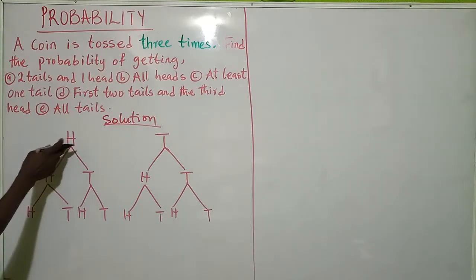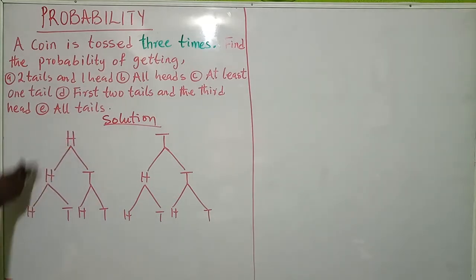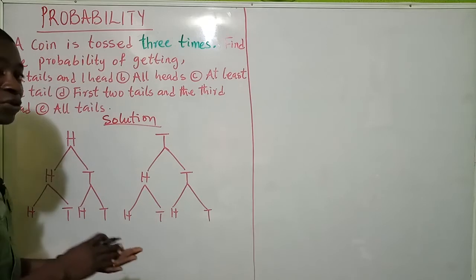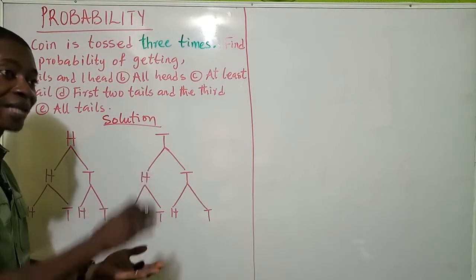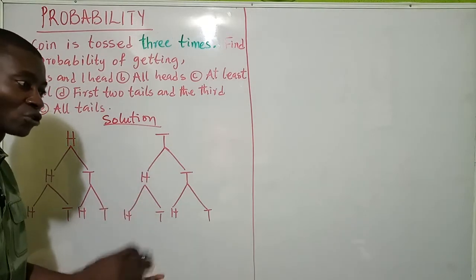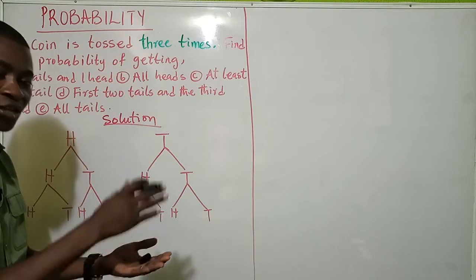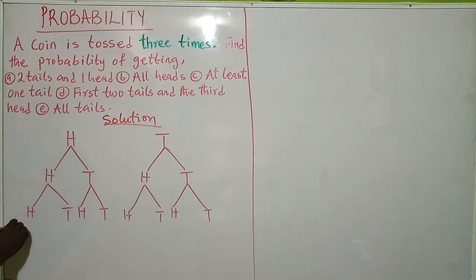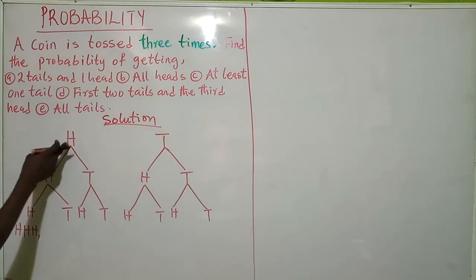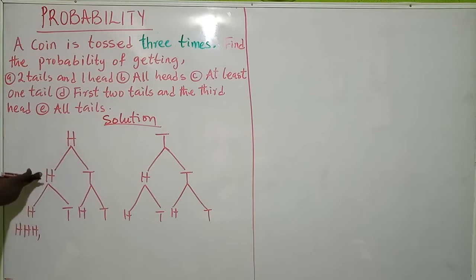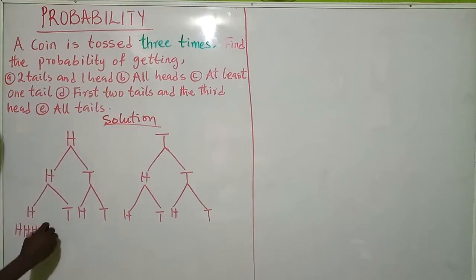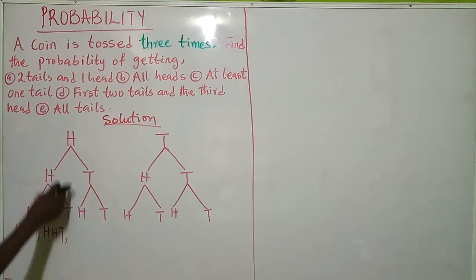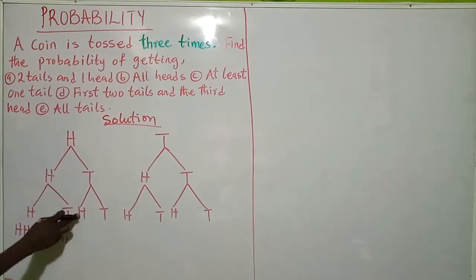So for the first one, head, head, head. That's when it is tossed 3 times. The first time you toss, you get head. You toss the second time, you get head. You toss the third time again, you get head. That is the meaning of head, head, head. So bring it out: head, head, head. Next, you can get head, head, tail. Or you can get head, tail, head.